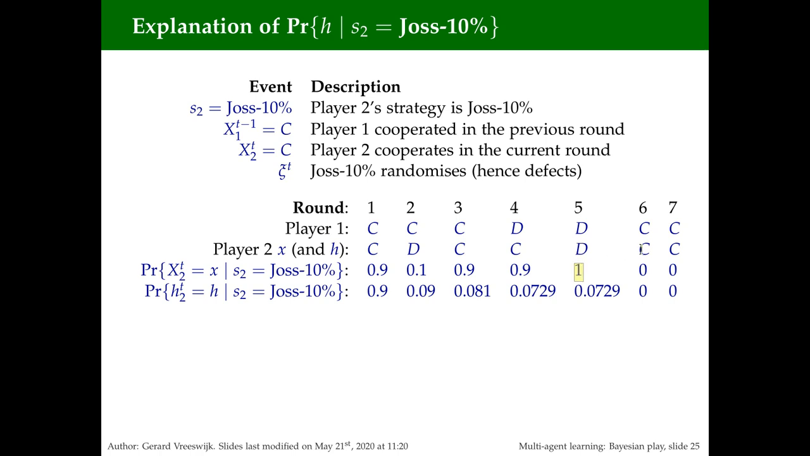Now this behavior here isn't explainable by Joss 10%, because, as we just explained, if the first player defects, the second player should defect as well. Now here the first player defects once again, so the second player, whether it randomizes or not, should defect as well. But it's not the case, so we can completely rule out this action. The probability of this action of the second player is 0.